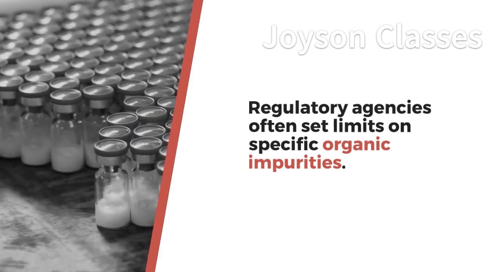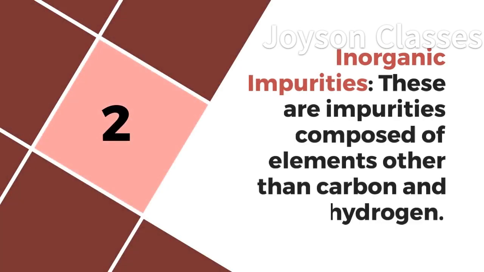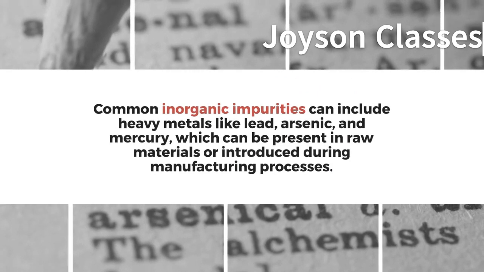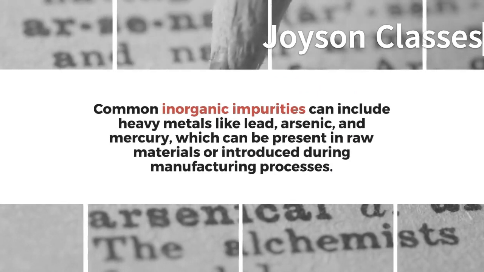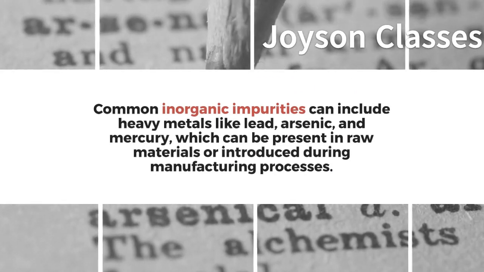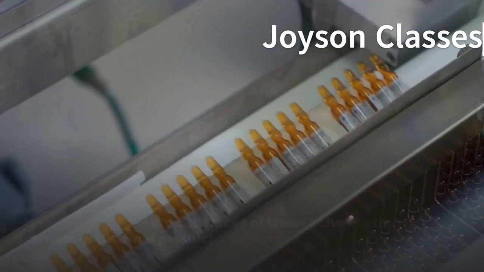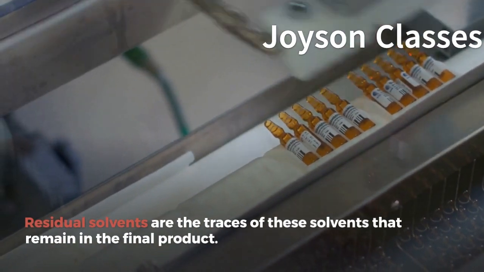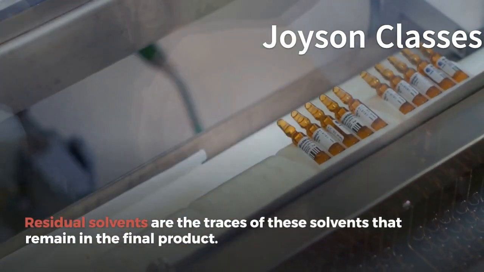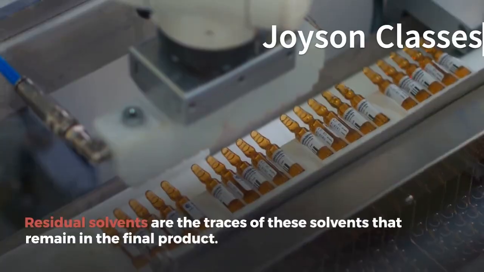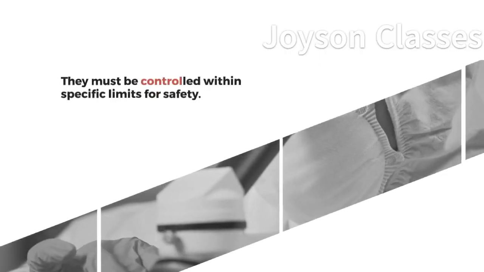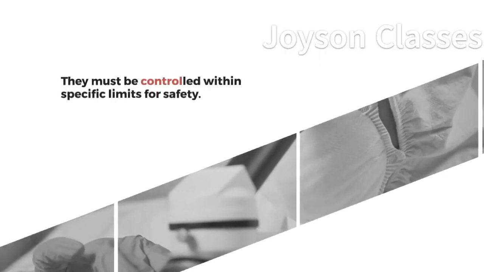Two, inorganic impurities. These are impurities composed of elements other than carbon and hydrogen. Common inorganic impurities can include heavy metals like lead, arsenic, and mercury, which can be present in raw materials or introduced during manufacturing processes. Three, residual solvents. Residual solvents are the traces of these solvents that remain in the final product. They must be controlled within specific limits for safety.